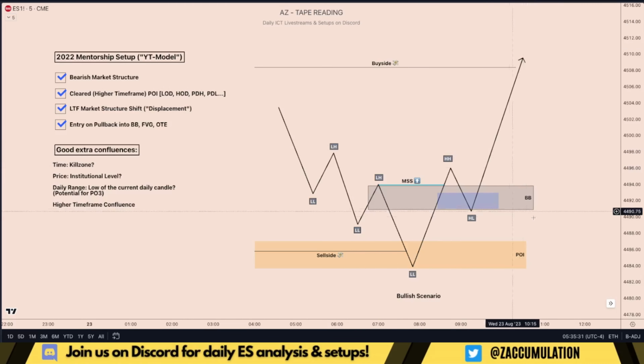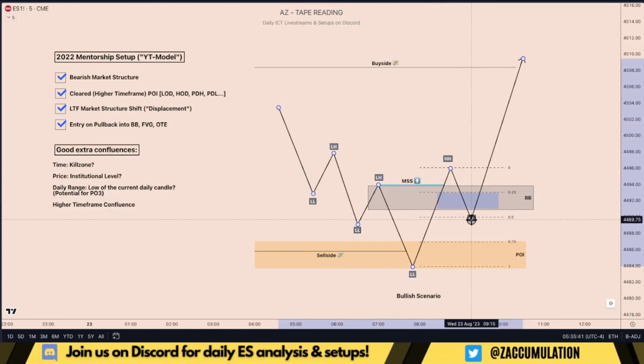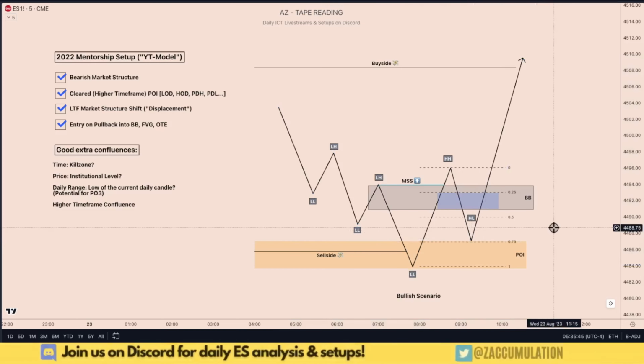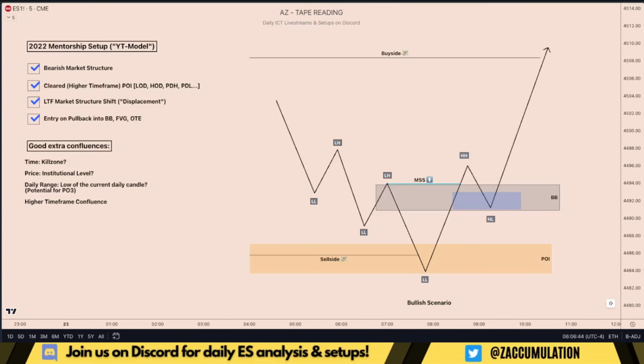So if we have overlapping confluence, this is my ideal entry. You could also, for example, use an optimum trade entry where you want to see a retracement, maybe even below the 50% level or towards the 70% retracement, which would be the optimum trade entry. You could look for an order block down here to potentially hold support. And this at its core is the 2022 Mentorship Setup, or as I call it, the YouTube model.